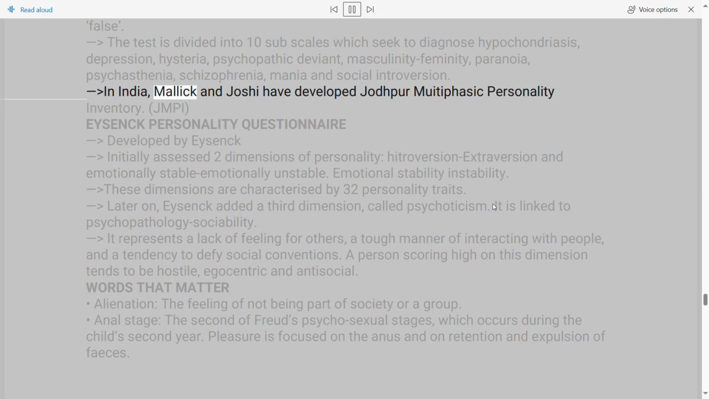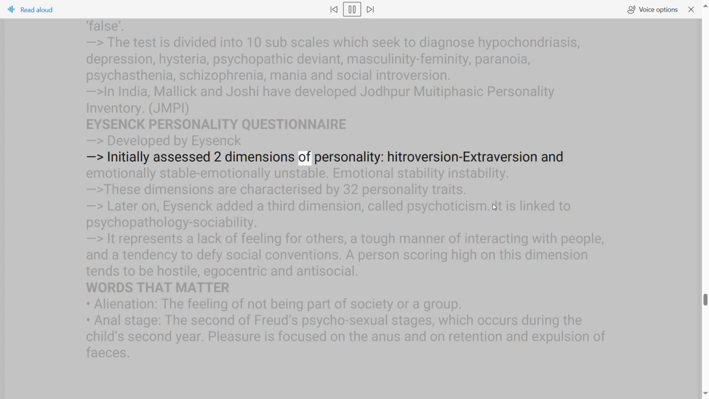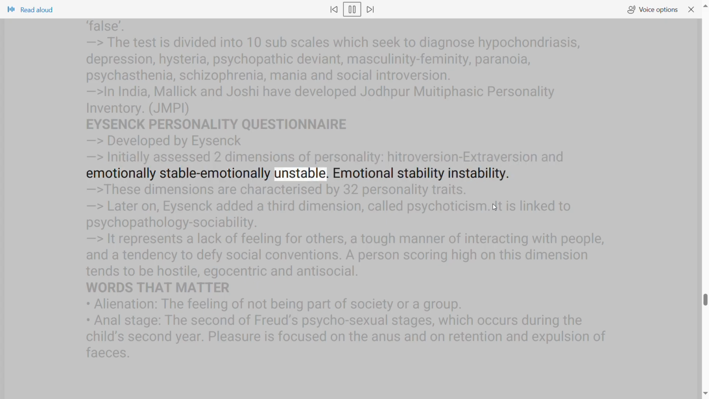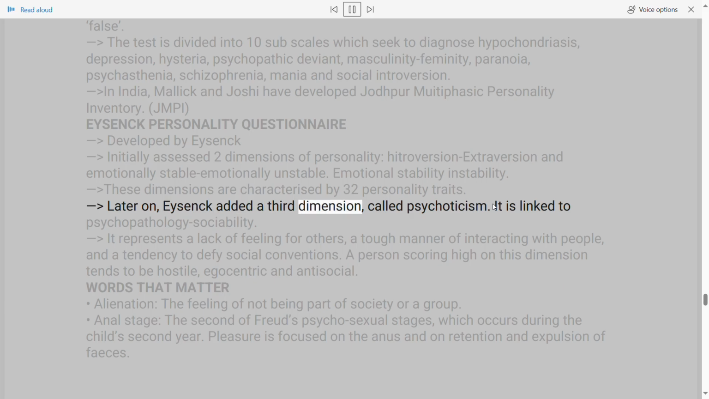In India, Malik and Joshi have developed the Jodhpur Multiphasic Personality Inventory, JMPI. The Eysenck Personality Questionnaire, developed by Eysenck, initially assessed 2 dimensions of personality: introversion-extraversion, and emotional stability-emotional instability. These dimensions are characterized by 32 personality traits. Later on, Eysenck added a 3rd dimension, called psychoticism. It is linked to psychopathology.